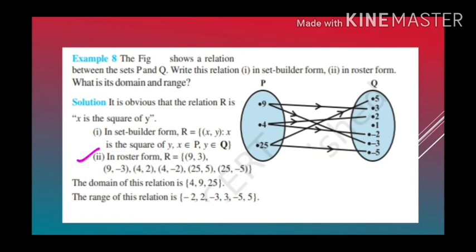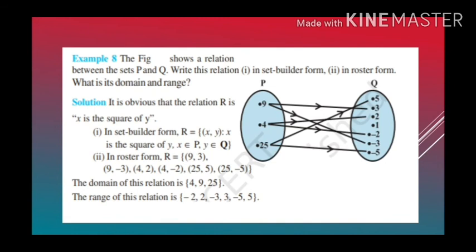In roster form, as you can see, 9 goes to 3 and 9 goes to minus 3. So the ordered pairs are (9, 3), (9, -3). Similarly 4 goes to 2 and 4 goes to minus 2, so the ordered pairs are (4, 2), (4, -2). And at last 25 goes to 5 and 25 goes to minus 5, so the ordered pairs are (25, 5), (25, -5). This is the notation of the relation set in roster form. It will contain 6 elements.